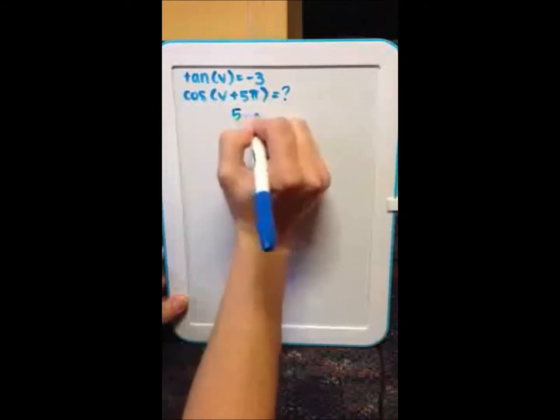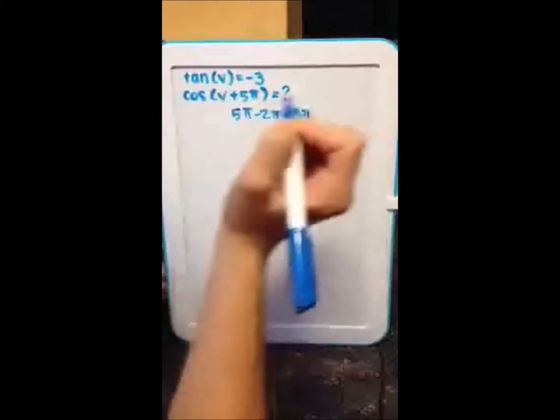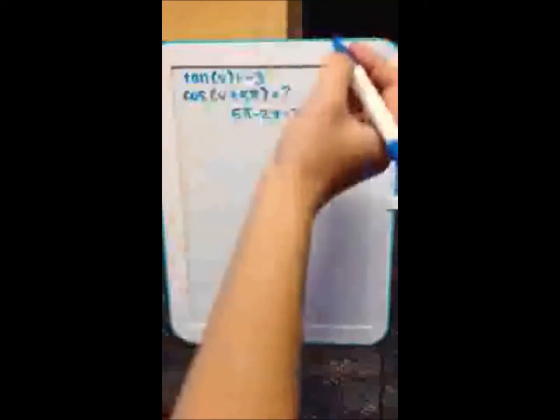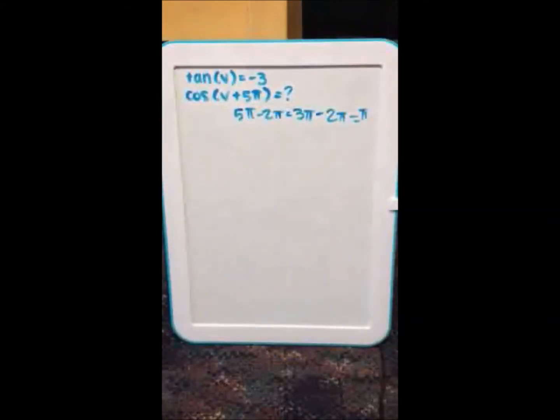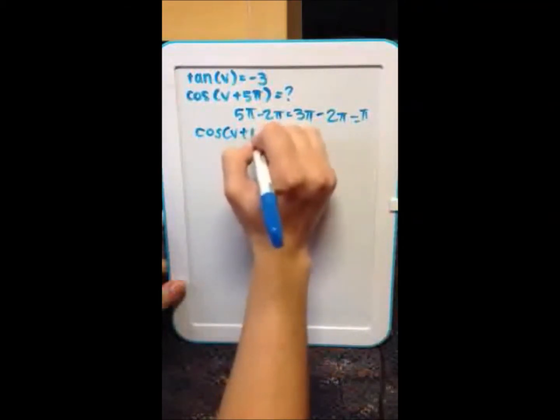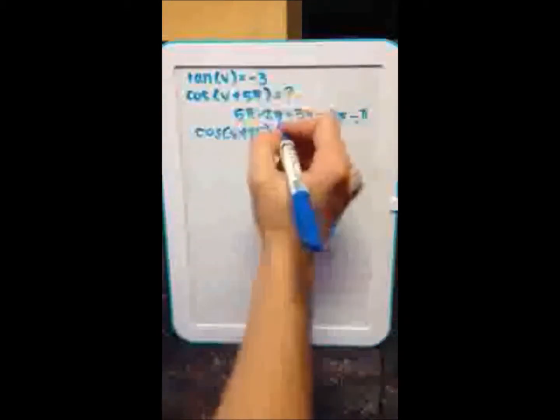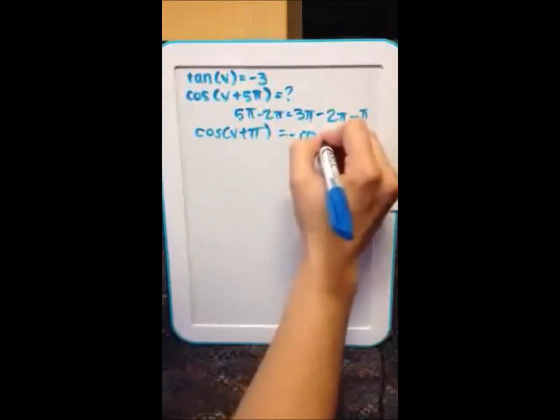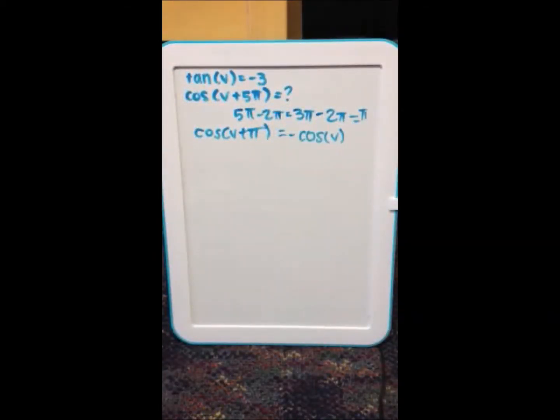So we're going to have 5 pi minus 2 pi, and that'll give us 3 pi. But we can subtract again 2 pi to get pi. And so essentially what they're asking us for is cosine of v plus pi. The other way to write cosine of v plus pi is to write it as negative cosine of v. And that's just an identity that we learned from the book.